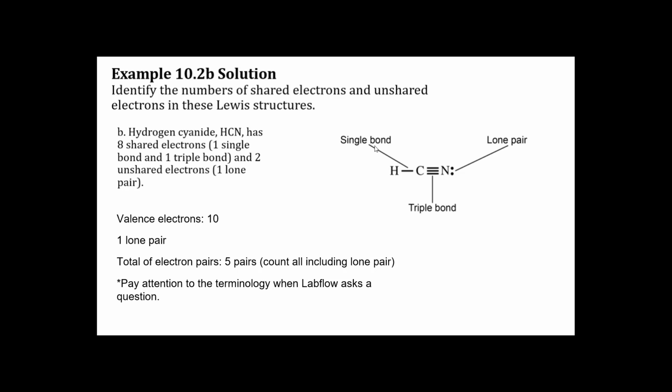So valence electrons, you have 10, and then you have 1 lone pair on the nitrogen, but we don't actually care about that when we're trying to put Lewis structures together, when we're focusing on the central atoms. Yes, that lone pair needs to be there, but when you start out trying to put these together and you focus on the carbon, which is the central atom, that should take priority. Then you figure out where the lone pair goes after that. Don't try to put that on the carbon. And the total of electron pairs is 5 pairs. Again, LabFlow will ask something in a weird way. Just make sure you're understanding what it's actually asking.